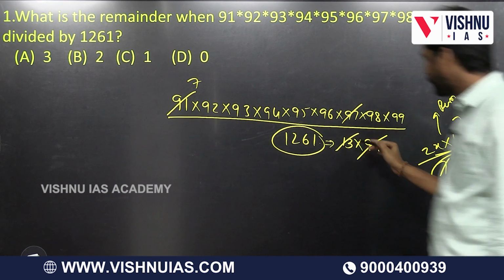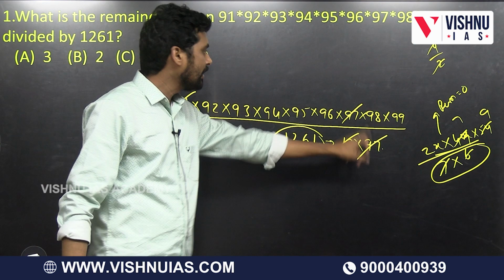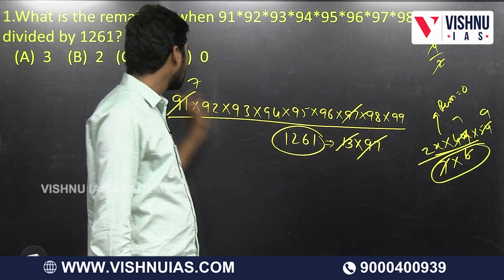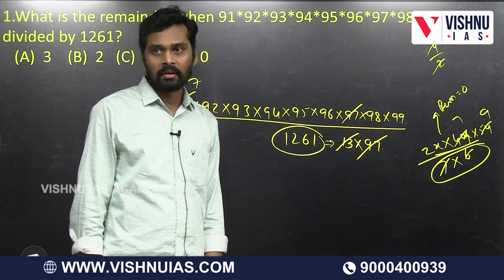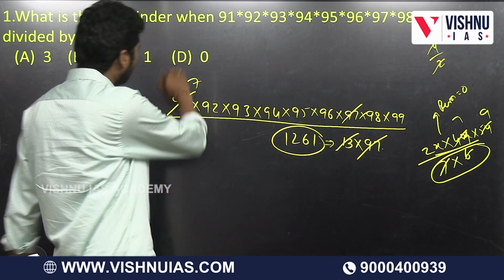0. So we completely cut the denominator numbers: 97 and 97 get cancelled, 13 times 7 is 91. So what is the remainder then? Remainder is 0. So the answer is 0.